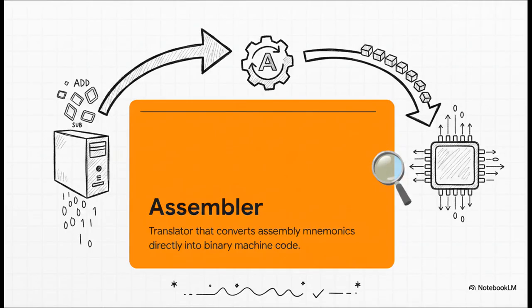But here's the catch, right? A computer's hardware still only speaks in ones and zeros. So how exactly do we bridge that gap? Well, we use an assembler. The assembler is basically a translator. It takes our low-level assembly language mnemonics and converts them directly into binary machine code. Listen, if there is literally one definition you need to lock into your memory for exam day, it's this one. The assembler is the unsung hero that actually makes our code executable by the hardware.